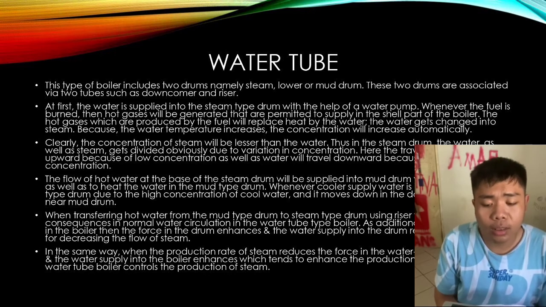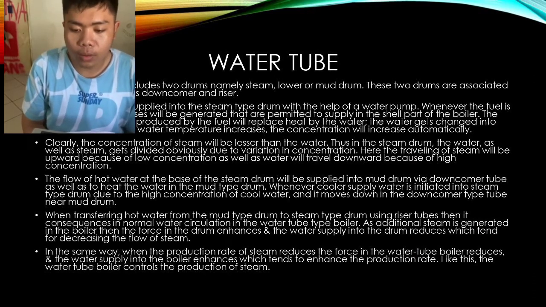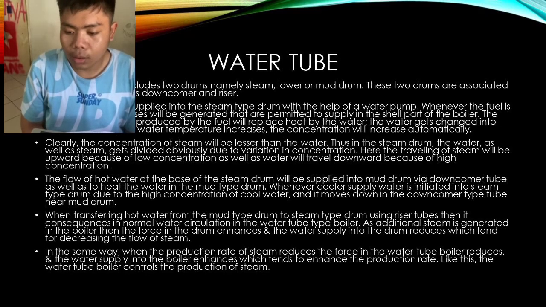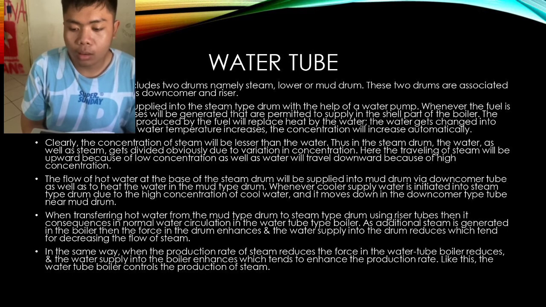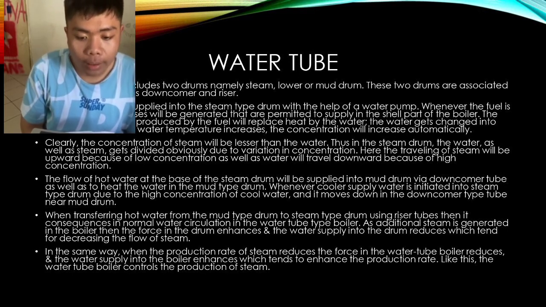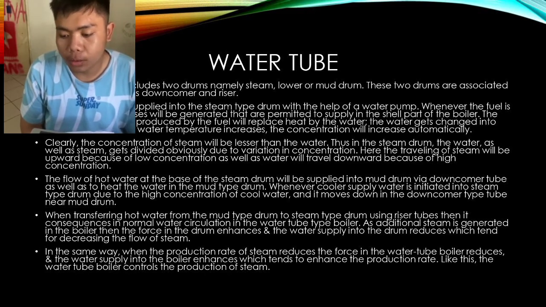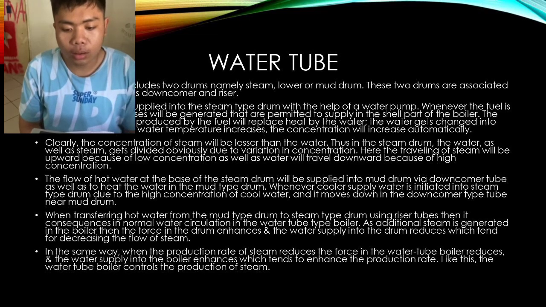Because the water temperature increases, the density will decrease automatically. Clearly, the density of steam will be lesser than the water. Thus, in the steam drum, the water as well as steam gets divided, obviously due to the variation in density. Here, the steam will travel upward because of low density, and the water will travel downward because of high density. The flow of hot water at the base of the steam drum will be supplied into the mud drum via the downcomer tube as well as to heat the water in the mud drum.